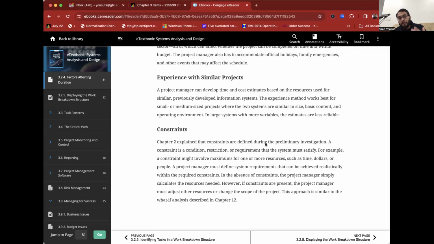And then comes experience with similar projects, followed by constraints, a restriction or requirement that the system must satisfy. For example, if the system constraint is such that you need to be able to run 1 million records every X amount of minutes, and how much resources you have to do that. That's negotiable. You can always go back and say, if we go for the sun and the moon, this is how much it will cost you, and this is exactly what your budget is. So all of these things can then be dealt with accordingly.